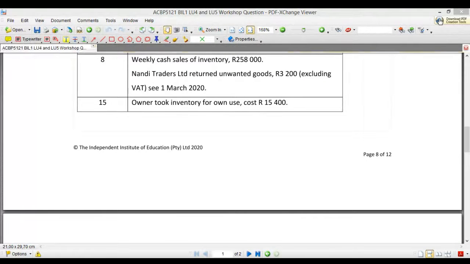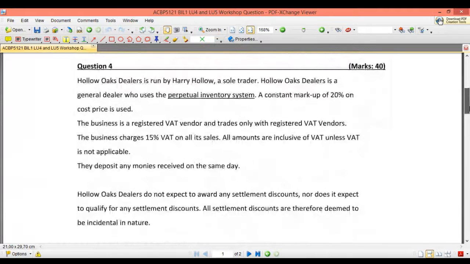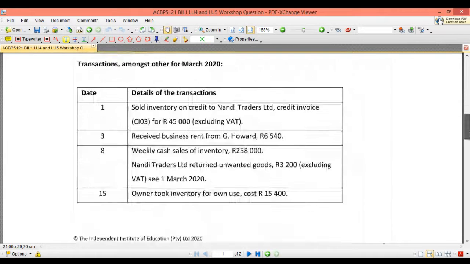Okay, in this session we are going to look at a question and we're going to work through question 4. This question was part of the 2020 exam and was one of the questions that students had to complete. Now this question included both your cash as well as your credit journal. So let's quickly go to the bottom and see what is required from us.